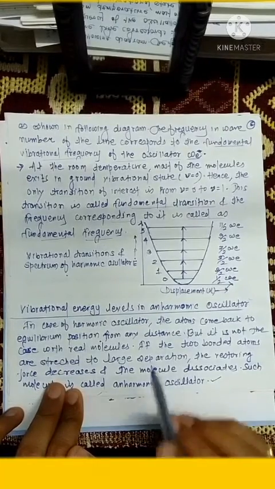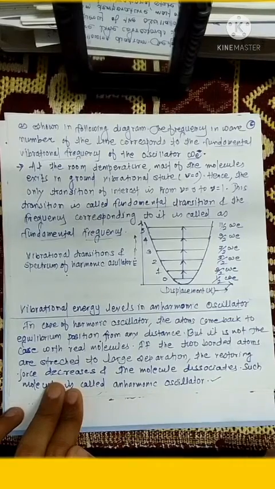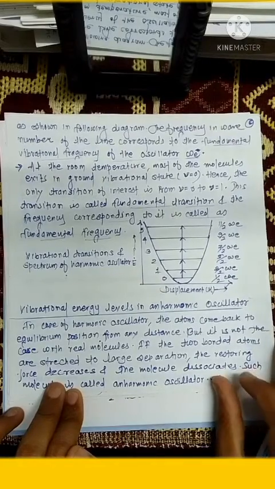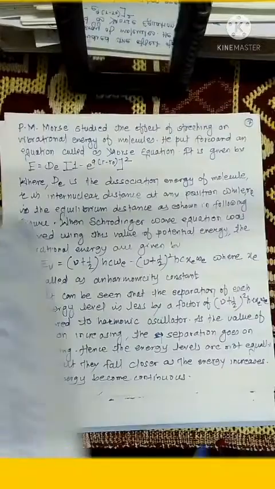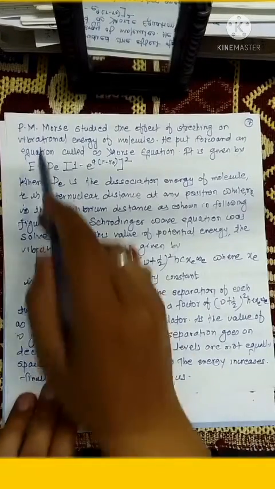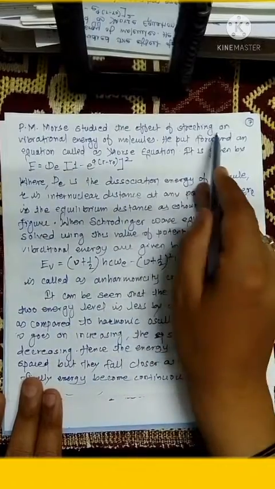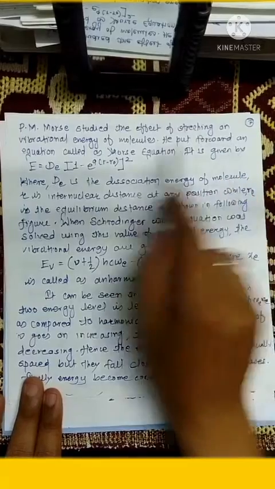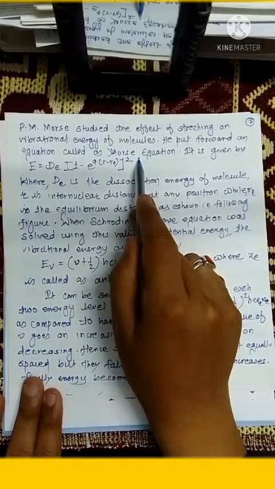When we discussed harmonic oscillator topic, we made an assumption that the bond behaves like a spring, but in actuality the bond does not behave like a spring. If we stretch a bond beyond a certain limit, that bond breaks and the molecule dissociates. So scientist P. M. Morse studied the effect of stretching on vibrational energy level of the molecule. He put forward an equation called Morse equation.